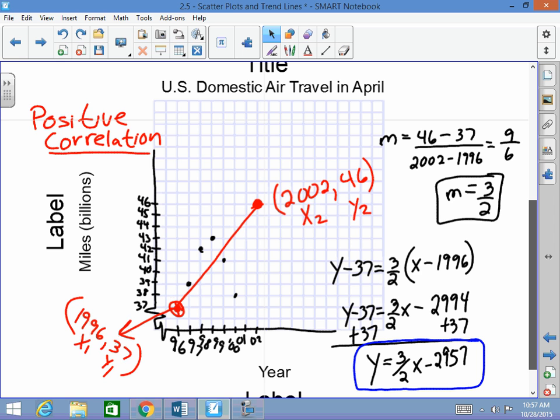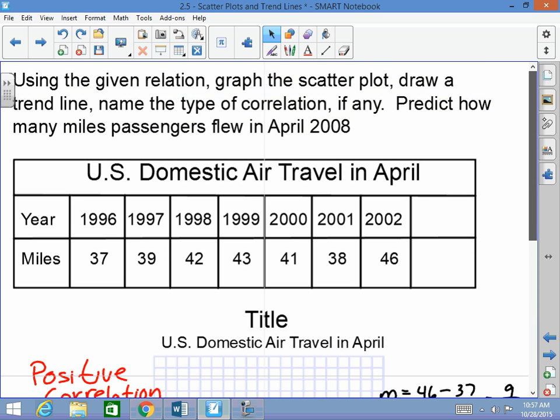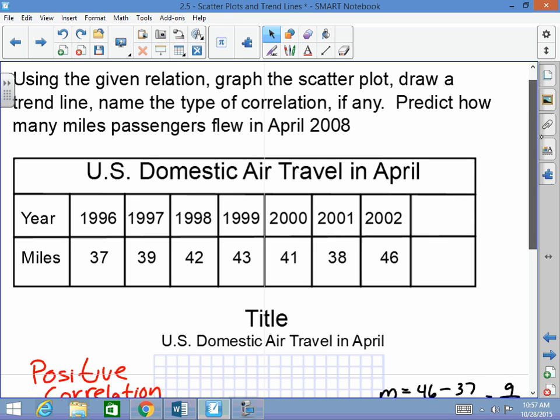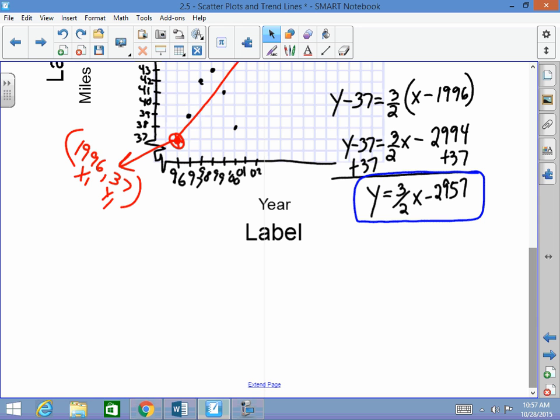Now, that's fantastic, Mr. Morrow. Yippee, hooray. What does that have to do with anything? Well, if you looked at the instructions, it said predict how many miles passengers flew in April 2008. Well, I have my formula already. It's right here. So let's go ahead and find out.